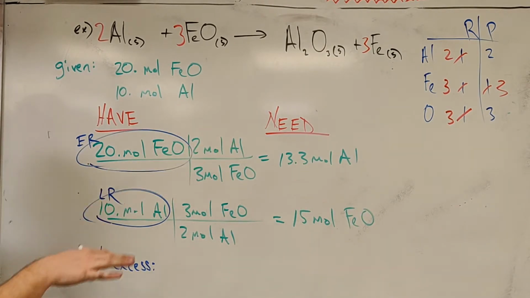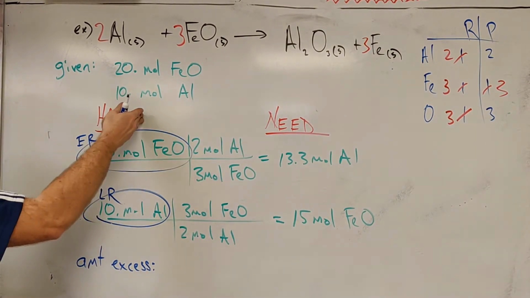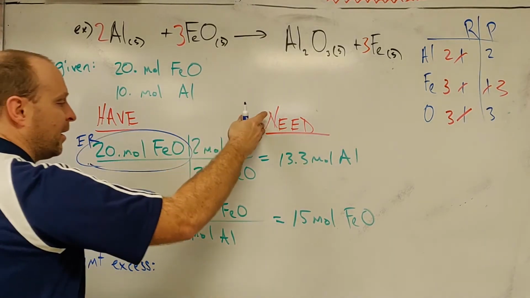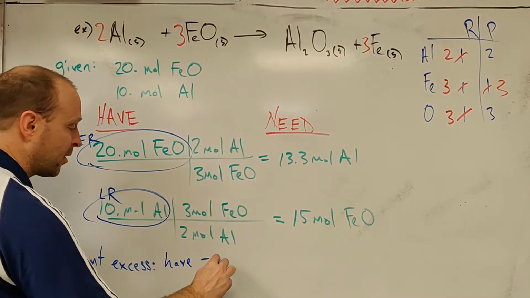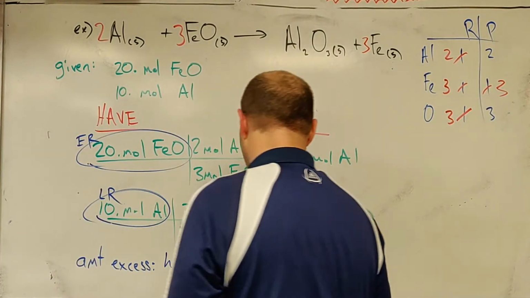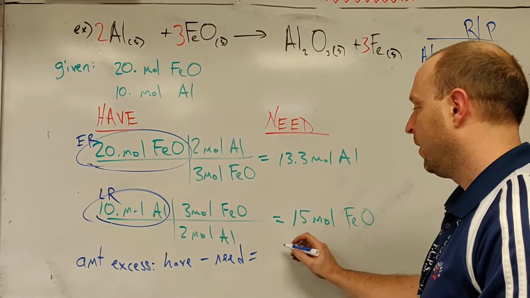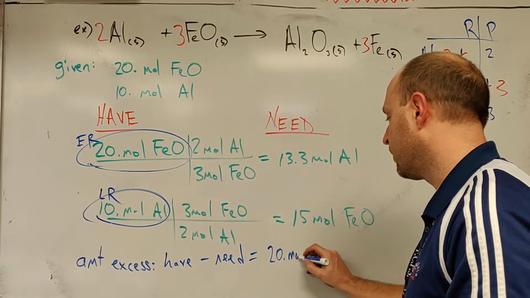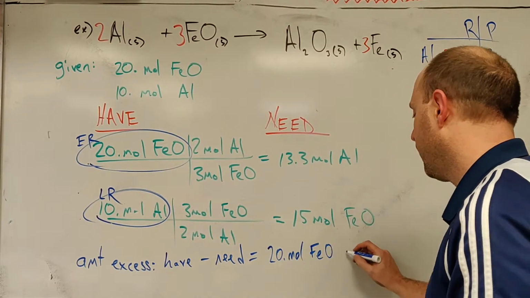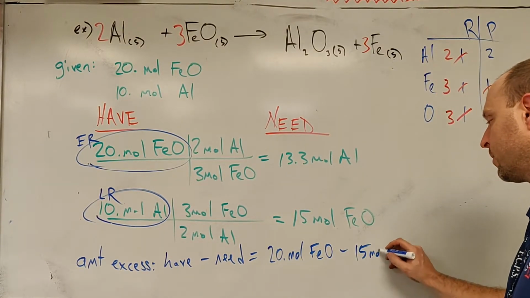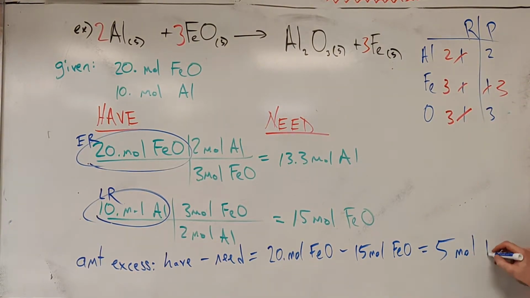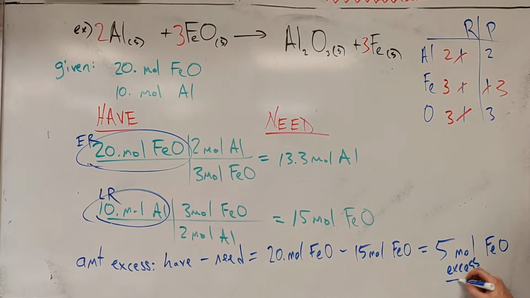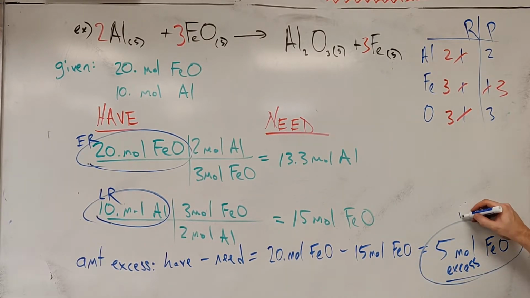And it's labeled like any distraction. Oh, but look, I have 20 of my excess. I need 15 of that same thing. So it's our have minus our need, right? And in this case, we have 20 moles of iron oxide, and we're going to subtract that 15 moles of iron oxide. That'll get us 5 moles of iron oxide excess. Whatever part we want to call that, we'll call it part B.